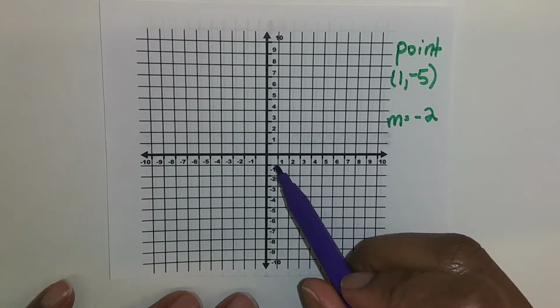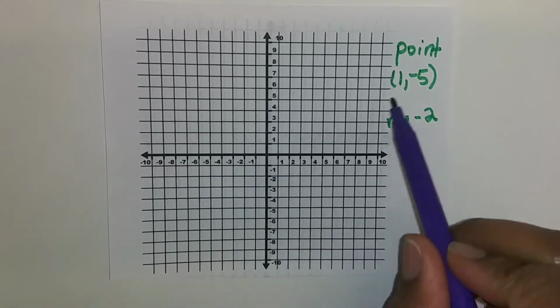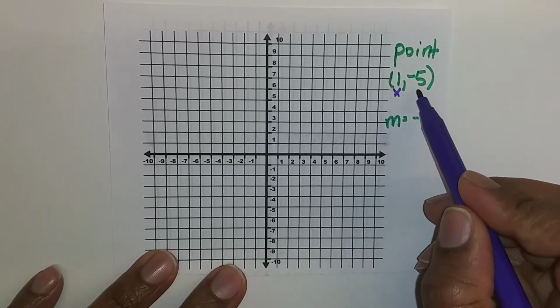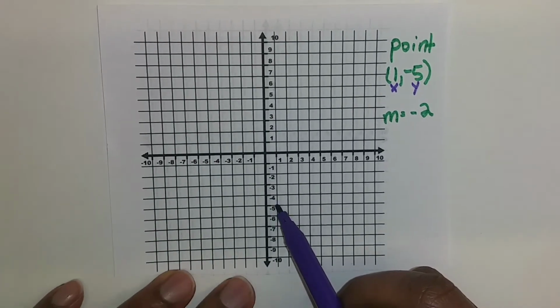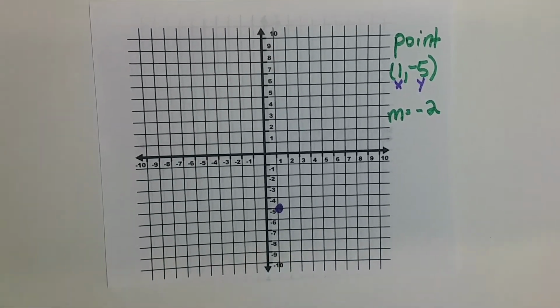The first thing I want to do is start by plotting my point on my coordinate plane. So I'm going to start at (0, 0), and go over on the x-axis, and then this is the y-axis. So I'm going to go over to 1 and down to -5 and plot my point. That is my starting point.